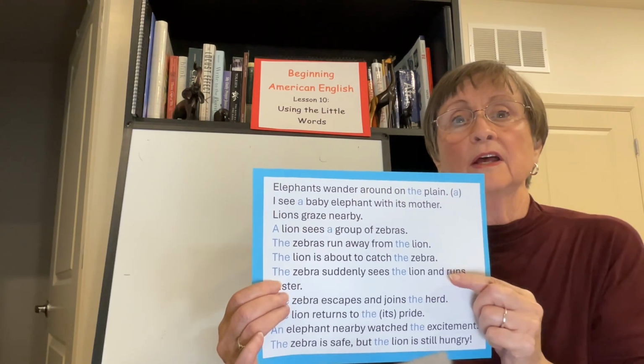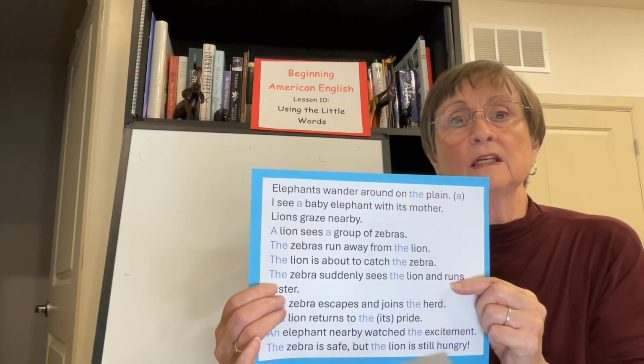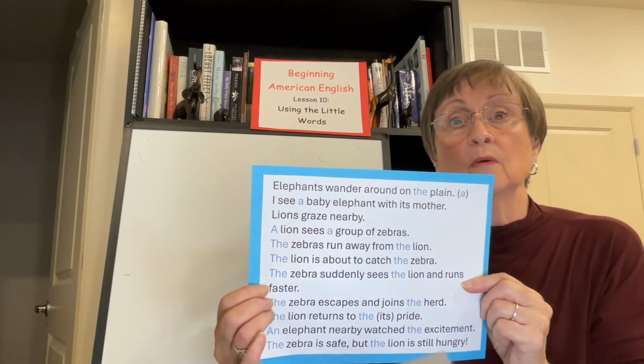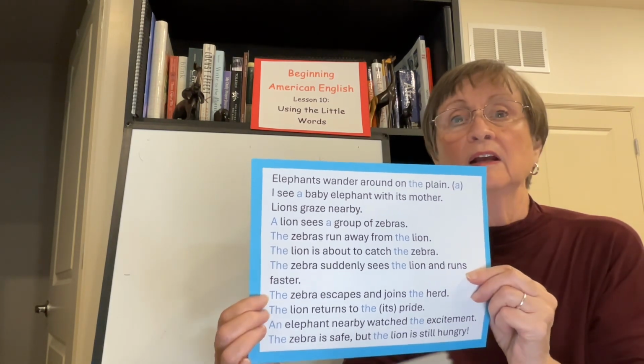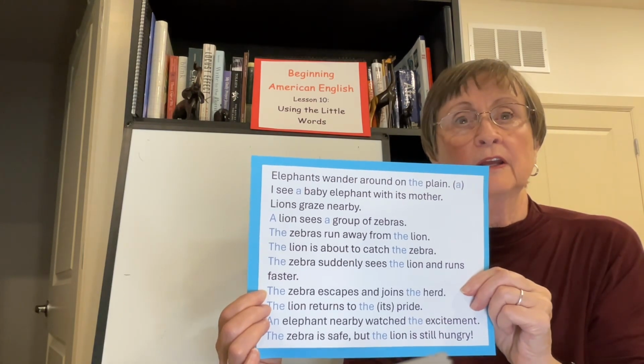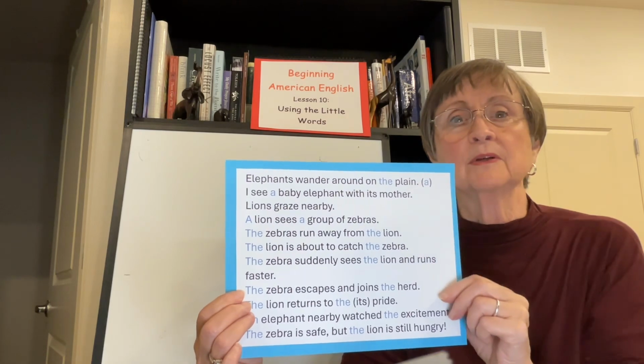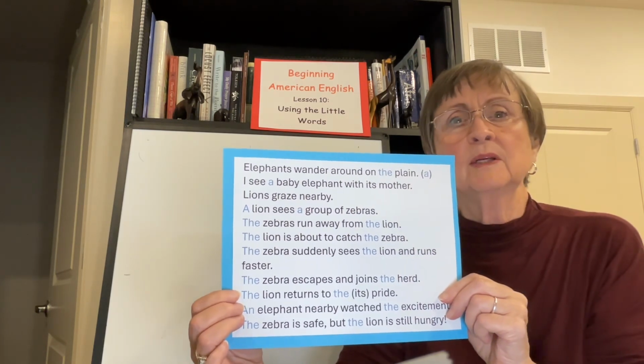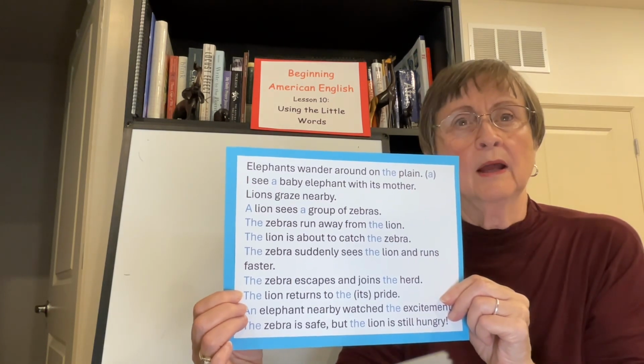The zebra suddenly sees the lion and runs faster. The zebra escapes and joins the herd. That's the group of zebras. The lion returns to the pride.